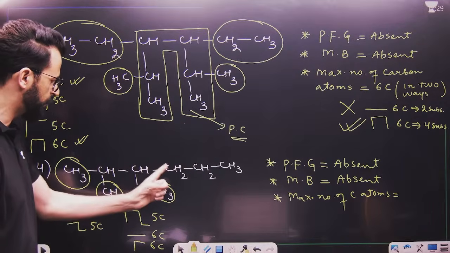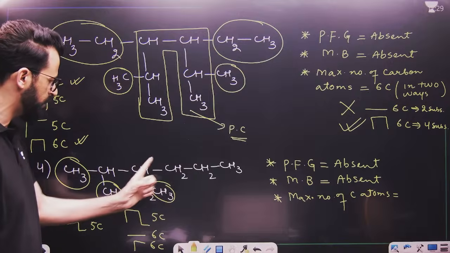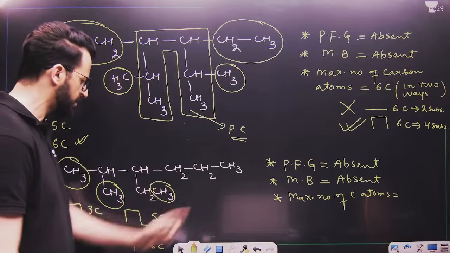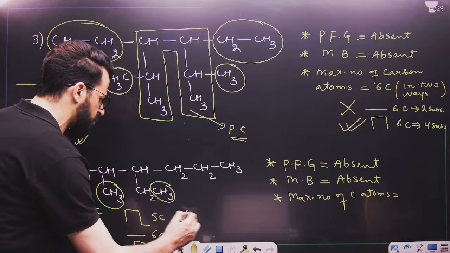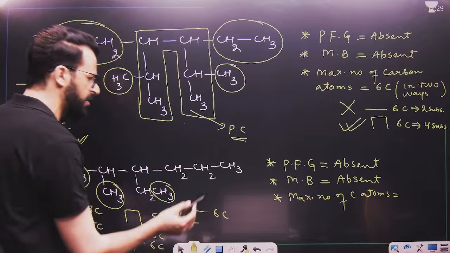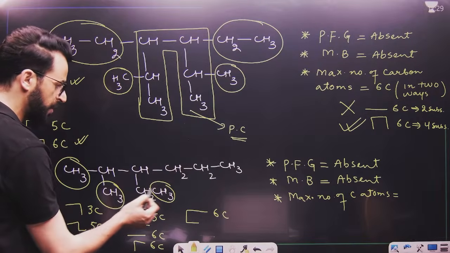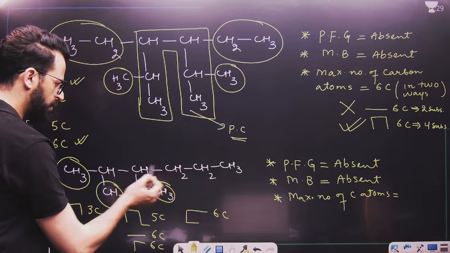1, 2, 3, 4, 5, 6. That means this is another possibility. Have a look, this is another possibility. This is having 6 carbons once again. 1, 2, 3, 4, 5, 6.